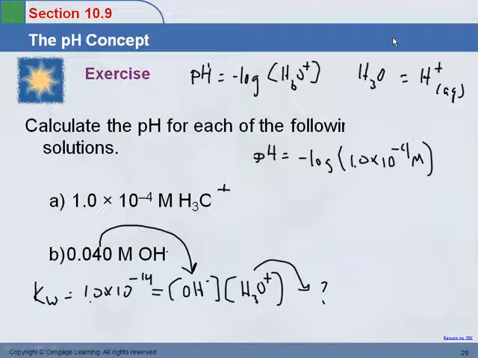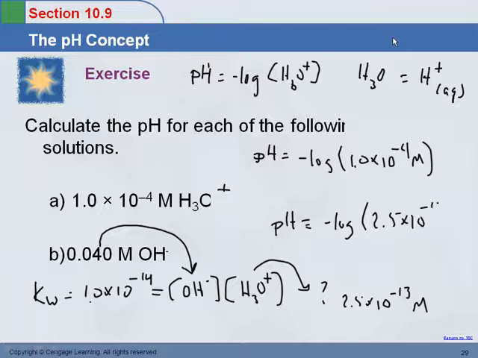So let's go ahead and do that. That's essentially 1.0 times 10 to the negative 14th divided by 0.04, which gives me a hydronium ion concentration of 2.5 times 10 to the negative 13th molar. Now I can put that into my pH equation. The pH equals the negative log of 2.5 times 10 to the negative 13th. Take the negative log, and I get 12.6. Hopefully you did too.